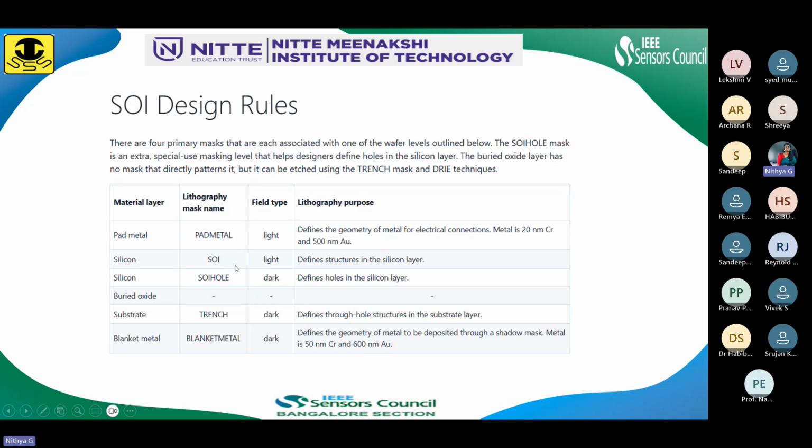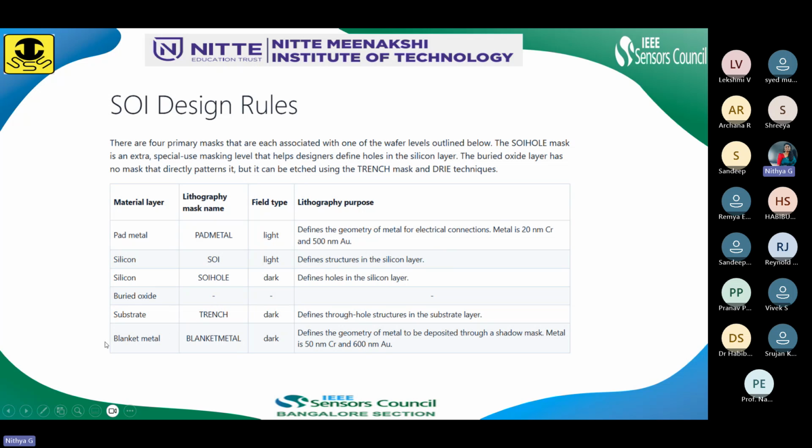Then silicon is for the creation of the device layer, and SOI hole is if we require some hole structures in the diaphragm or any structure, then we can define them directly with the help of a layer called the SOI hole layer. And then, in order to remove a certain area below the device area to make the structure entirely free to move, we need to create a trench region.